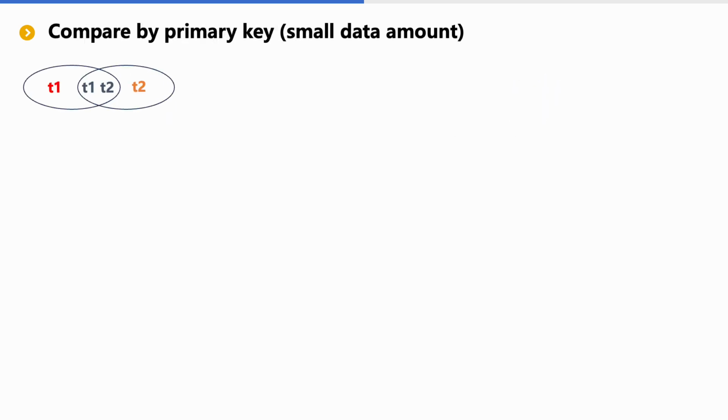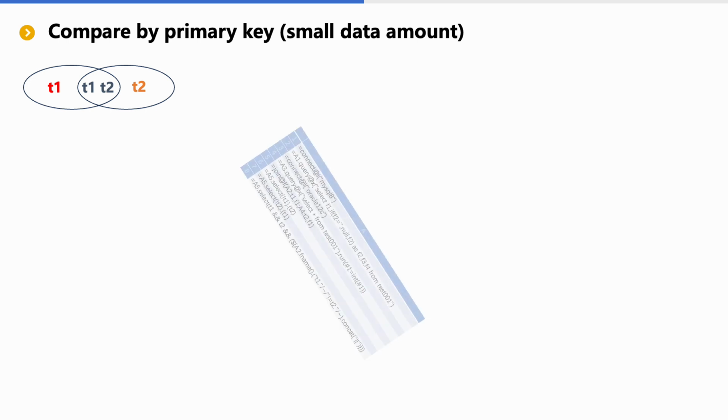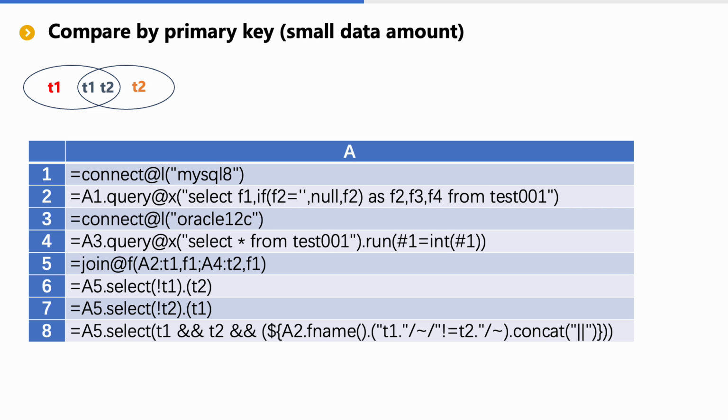A common scenario is comparing by primary key, which can be divided into 3 situations. Type 1, T1 does not have it, T2 has it. Type 2, T1 has it, T2 does not. Type 3, both T1 and T2 have it, but there are different columns. The implementation method is to use the join function to perform a full join, and then distinguish between these 3 situations to obtain the comparison result.